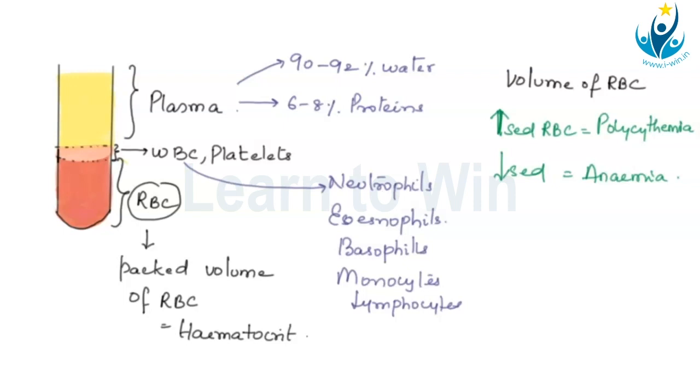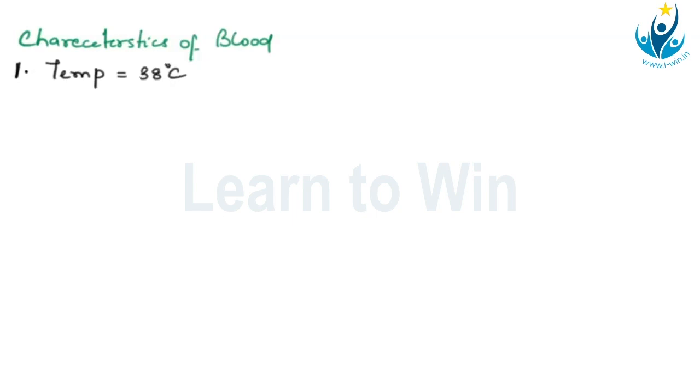Now let us see each and every component of it, and before we go into it, let us understand the general characters of the blood. We are going to understand the characteristics of blood before we understand each and every component in detail. Let us start with the first one, that is the temperature of the blood. The average temperature of blood is 38 degrees centigrade, which is 1 degree higher.